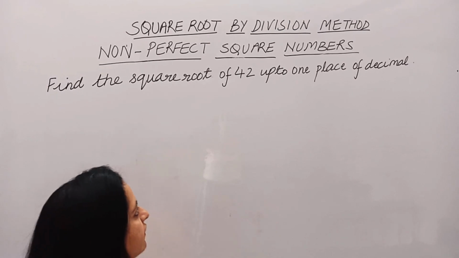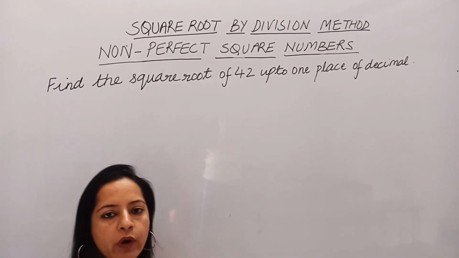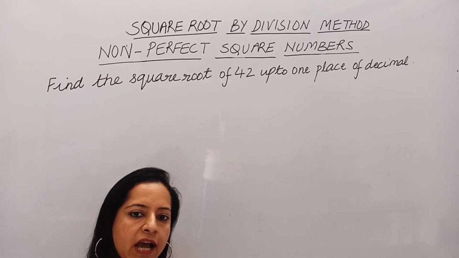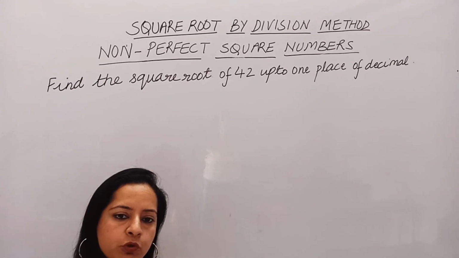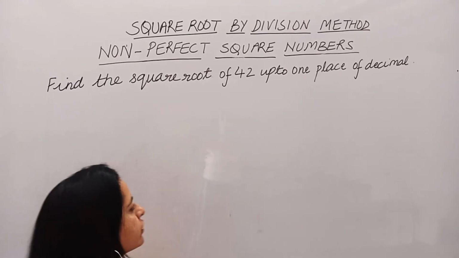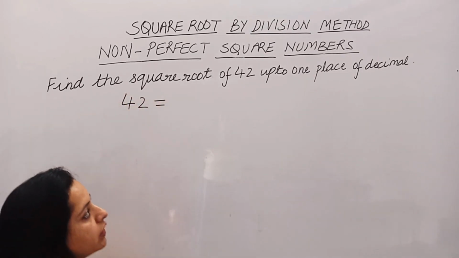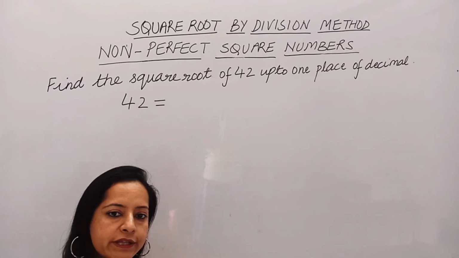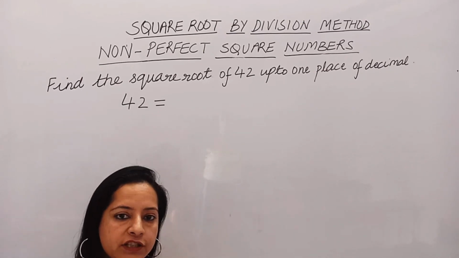Here I have my first question, which says find the square root of 42 up to 1 place of decimal. Since we have to find up to 1 place of decimal, we will calculate up to 2 places of decimal and then round it off to 1. So here we have 42. Since we have to find it up to 2 places of decimal, we need 2 pairs of digits after the decimal.